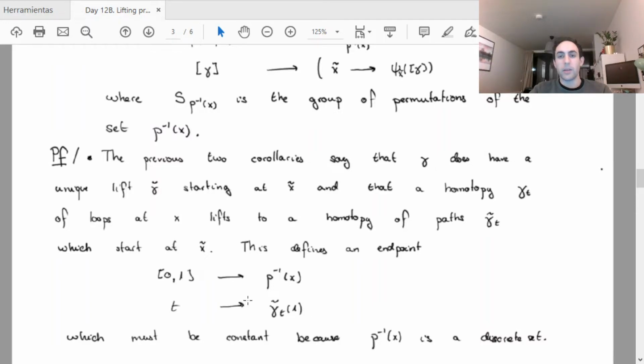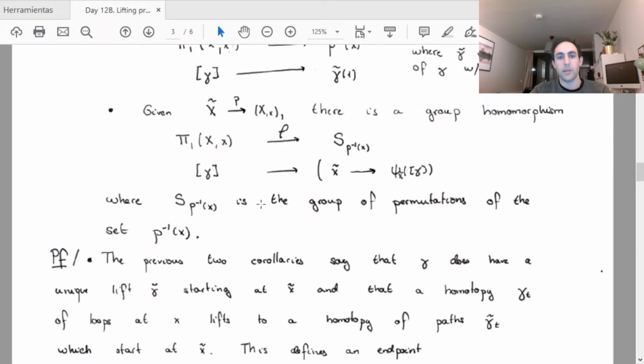And what is the point? So first of all, let me say this carefully. Since gamma tilde t is continuous, it's a homotopy, so this map is also continuous, and I have a continuous map from the interval into a discrete set. As such, this map must be constant. That means that as I homotope my gamma t, the corresponding endpoint of gamma t tilde is not changing.